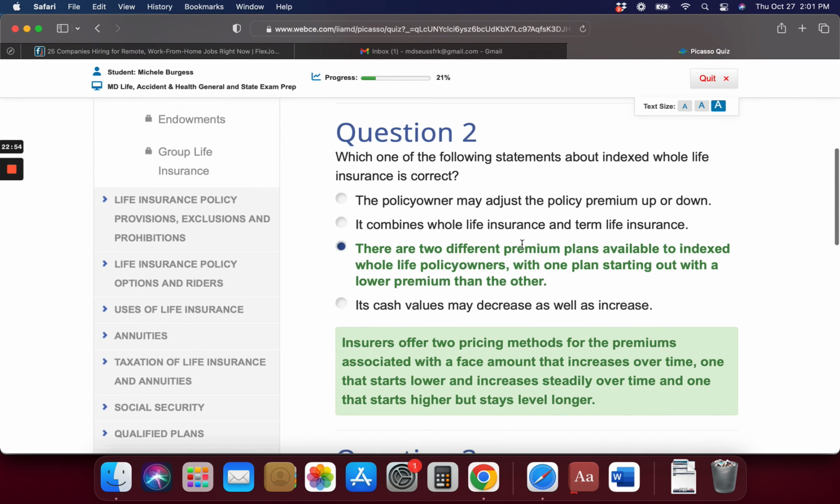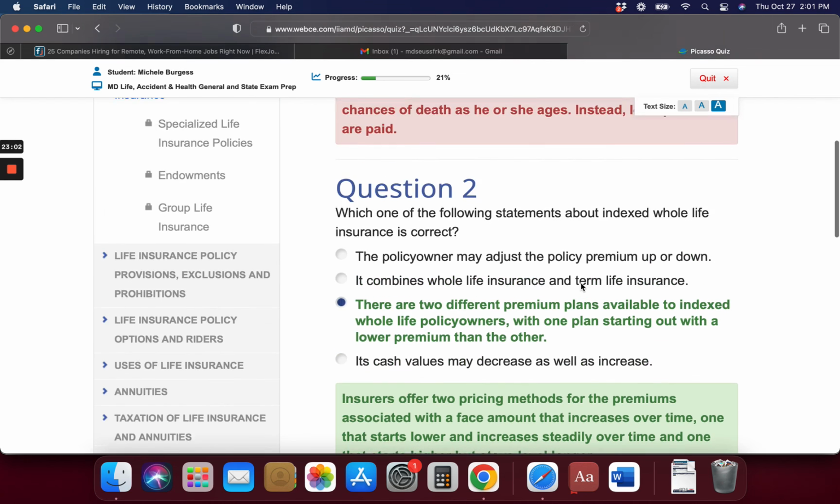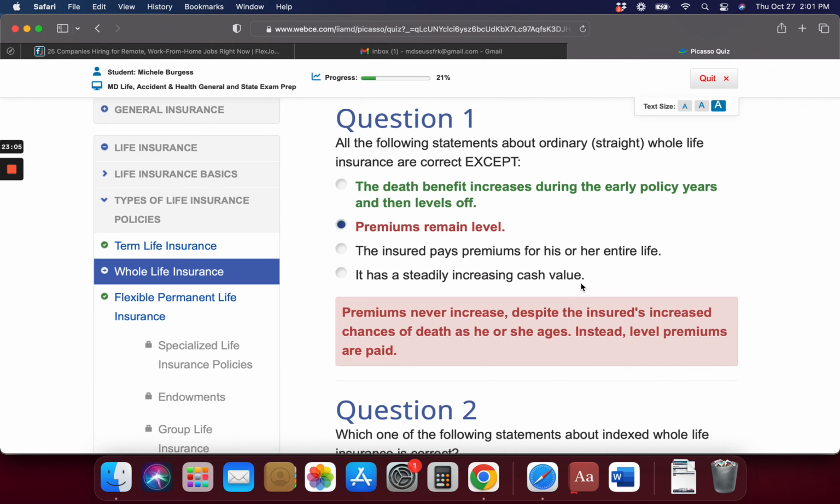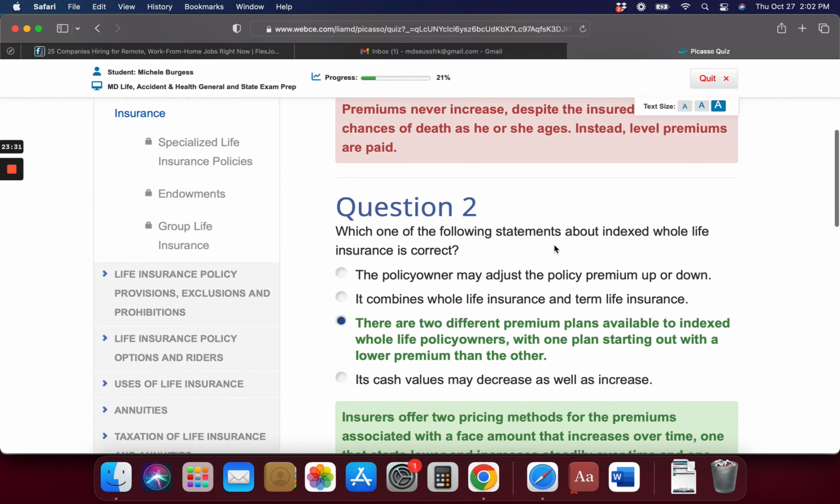Alright, this one is the only one I got correct. There are two different premium plans available to indexed whole life policies, one starting out with a lower premium than the other. And for the first question, the wrong statement is that the death benefit increases during the early policy years, and then it levels off. Premiums never increase, despite the insured's increased chances of death as they age. Instead, level premiums are paid. This is for ordinary straight whole life insurance. The death benefit stays level; it does not increase during the early policy years and then level off.